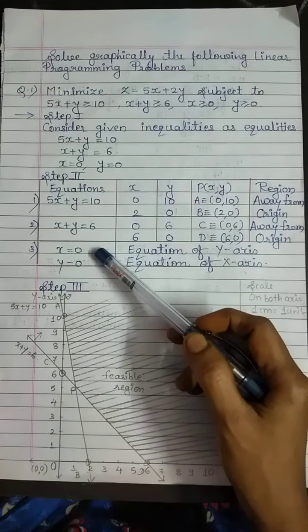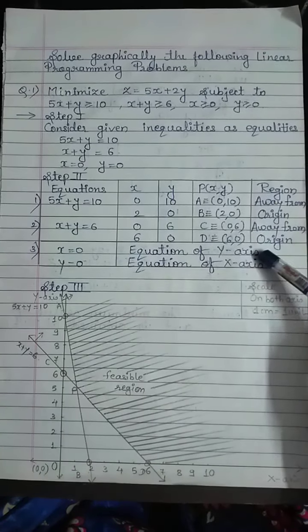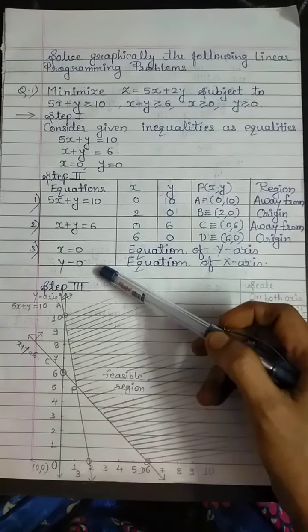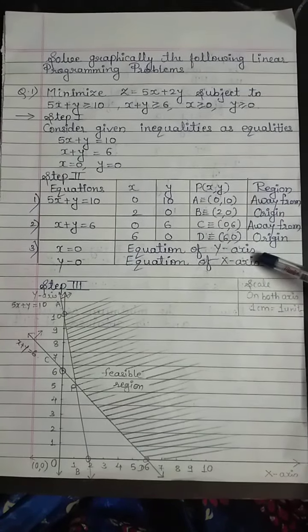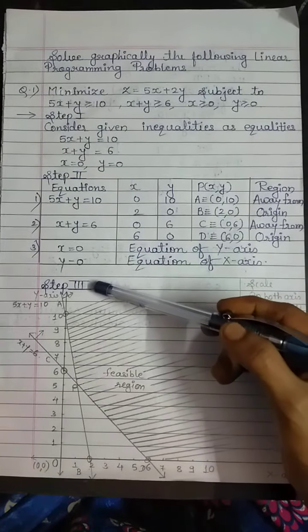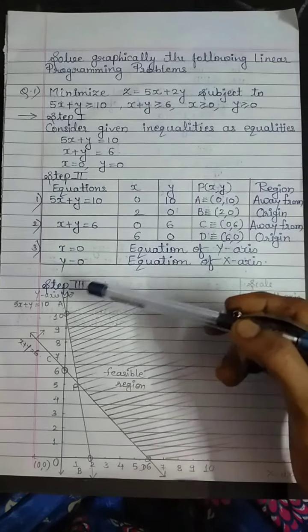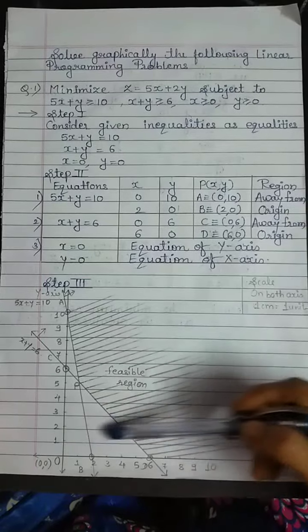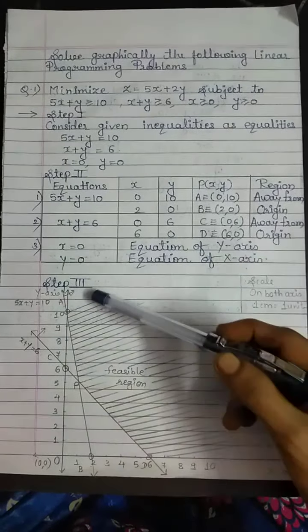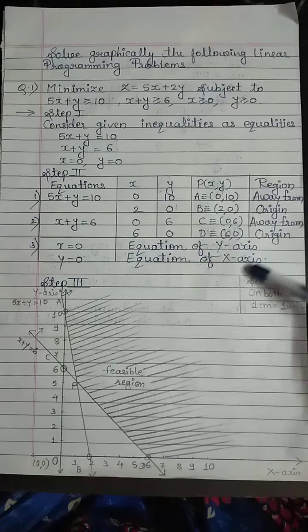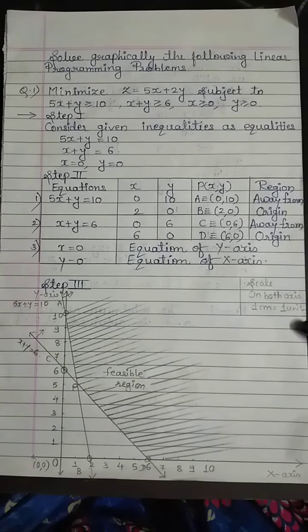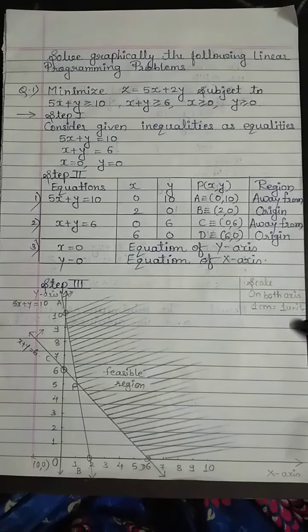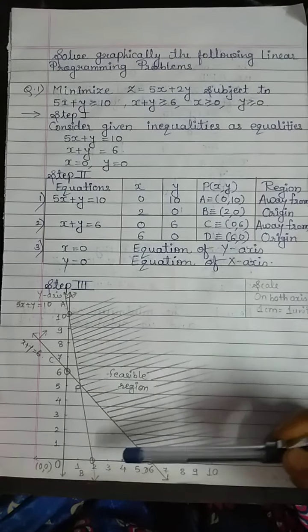Then x is equal to 0 is nothing but the equation of the y-axis, and y is equal to 0 is nothing but the equation of the x-axis. After completion of this table, we move forward to step number 3. Here we will draw one graph, x-axis, y-axis, and here we will write the scale. On both the axes 1 centimeter is equal to 1 unit. Now first we will plot the points A and B, 0, 10 and 2, 0.